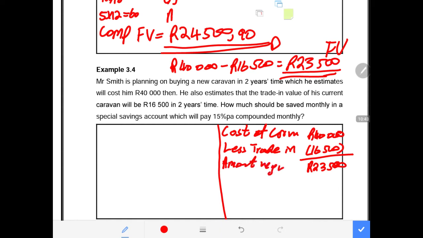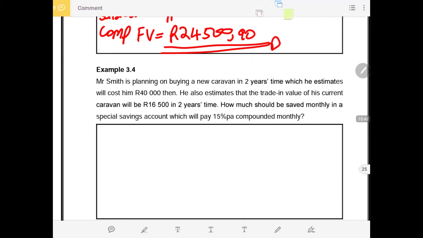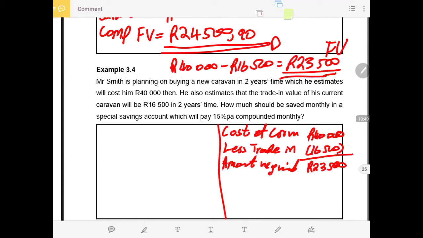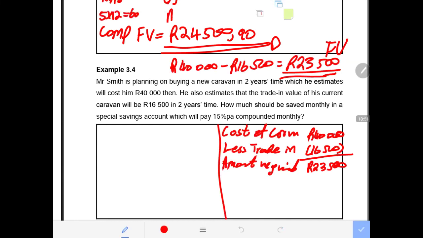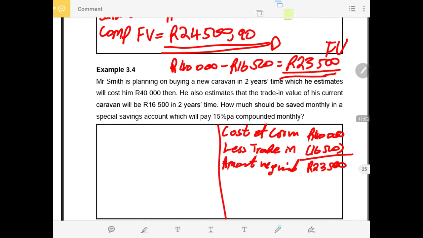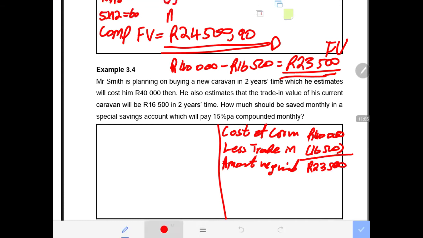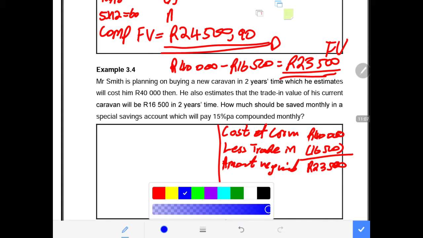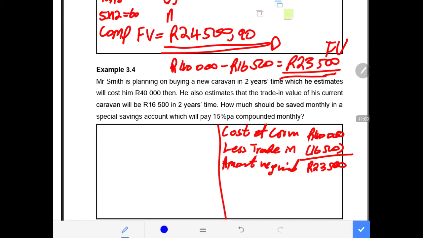Amount required. So this is the amount that is required in 2 years to come. So now, how much can he save every month for the next 2 years in order for him to raise 23,500 rands? That is the question that we are responding to now. So let us calculate the amount that he must pay every month. That means we are calculating PMT.